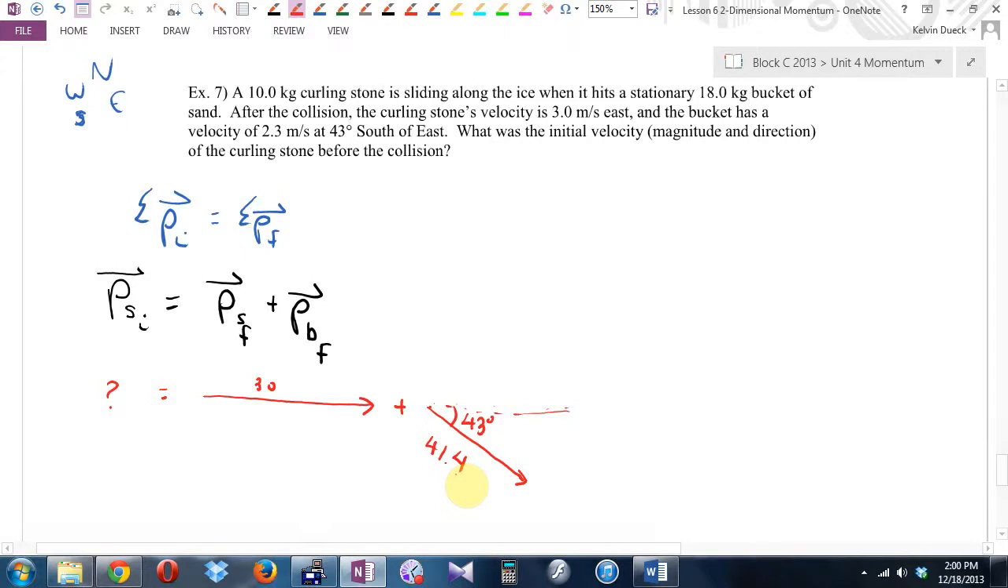I only have two vectors. How do I add them together? Stop yawning, Michael. You're making me do it. How do I add them together? Draw them tip to tail. Okay, so my vector diagram is going to look as follows. The 41.4 is going to be at an angle downwards and slightly longer than the 30.